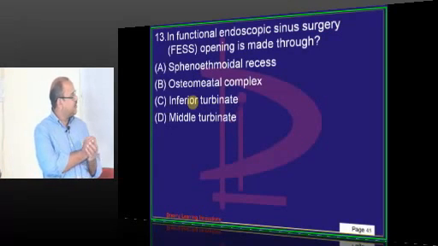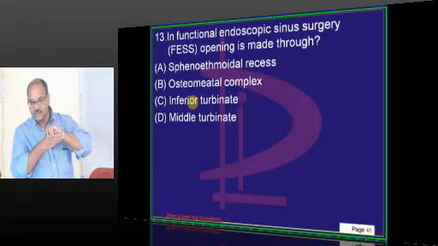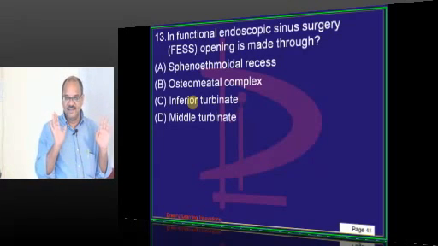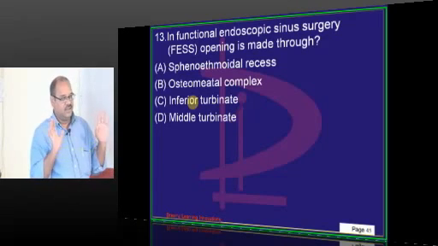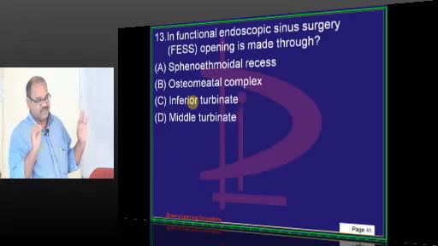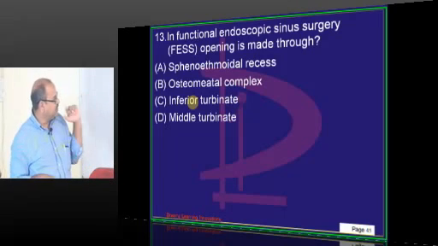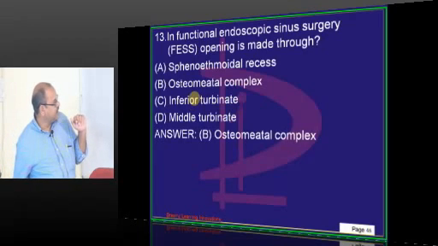In functional endoscopic sinus surgery, the opening is made through which? Have you seen functional endoscopic sinus surgery? I advise you to go to any site where functional endoscopic sinus surgery is done. The entry point of functional endoscopic sinus surgery is the osteomeatal complex. So the answer is B, osteomeatal complex.